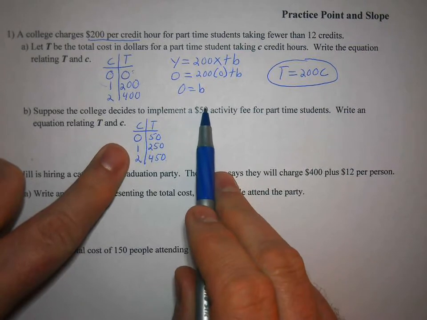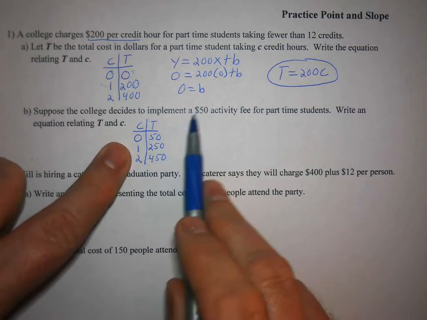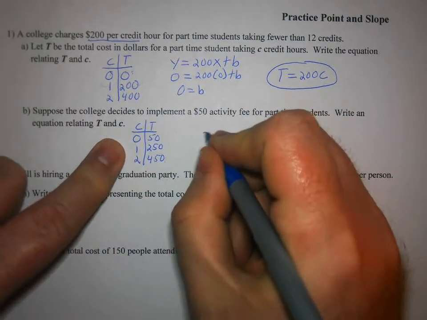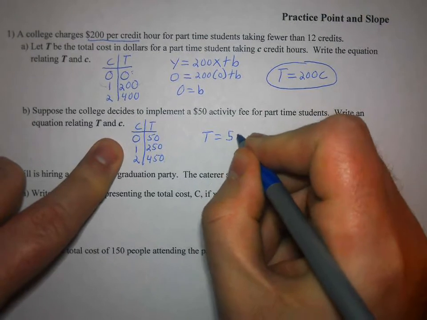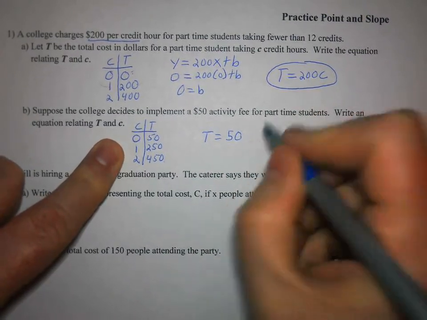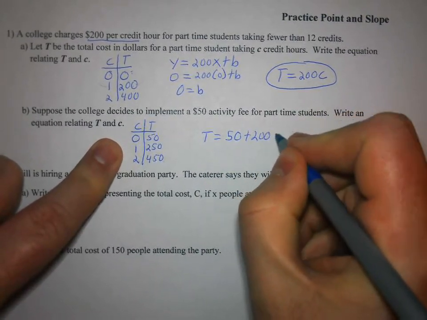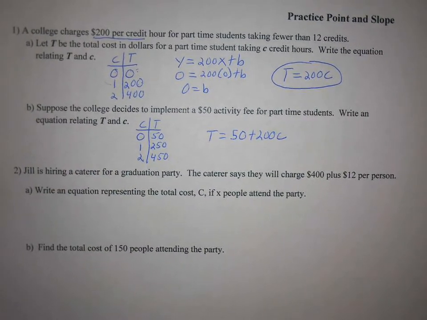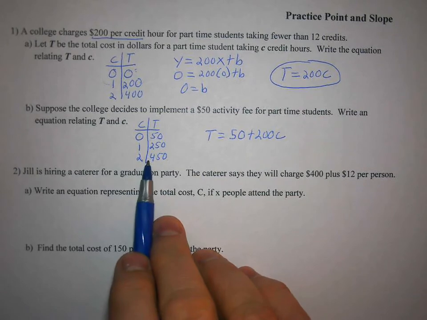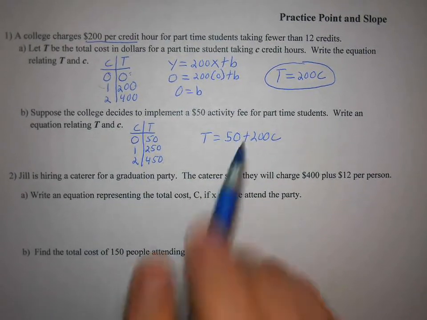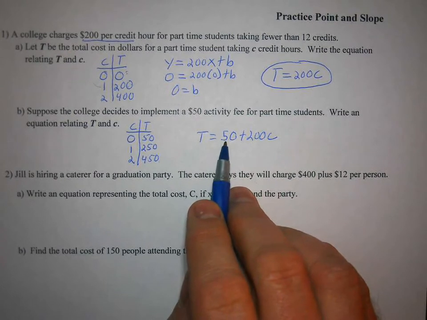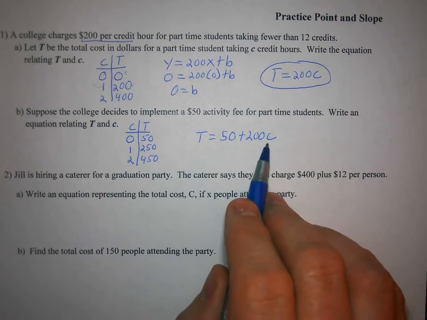Now that $50 activity fee says that you're starting your total cost at $50 rather than at 0. So your total cost, you could write it this way, starting at $50 and then adding $200 for every credit. And you can see that'll match up with the table of values. So another way to look at it, your total cost has your starting fee of $50 plus $200 for every credit.